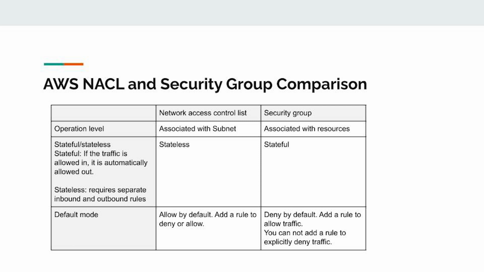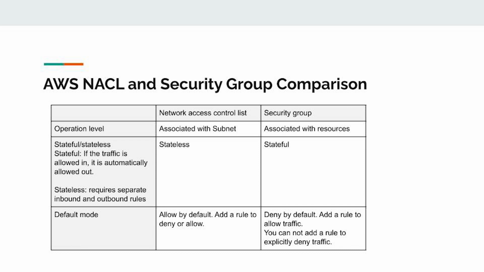When it comes to network access control lists and security groups, we should also be able to compare them. First, let's compare the operational level. Network access control lists are associated with subnets, and security groups are associated with the AWS resources.